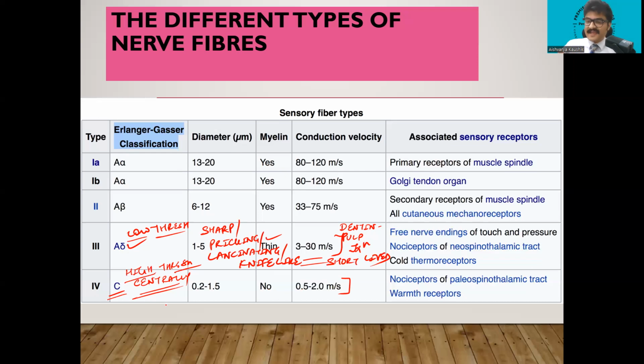The quality of pain of a C fiber is severe. First of all, it is continuous for a long duration, dull. It's deep-seated or boring, deep-seated, throbbing pain.